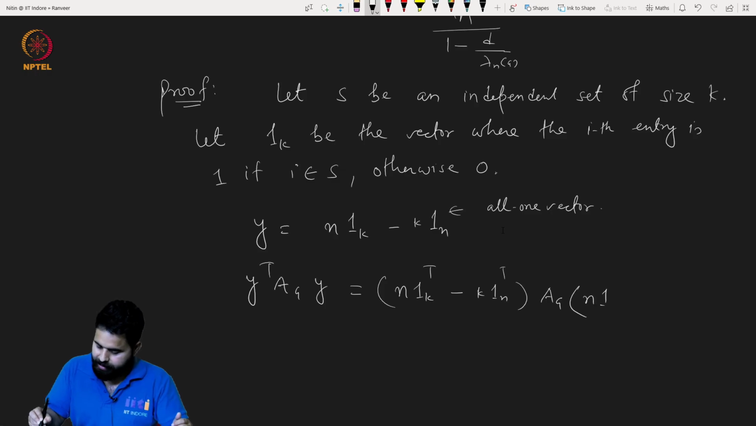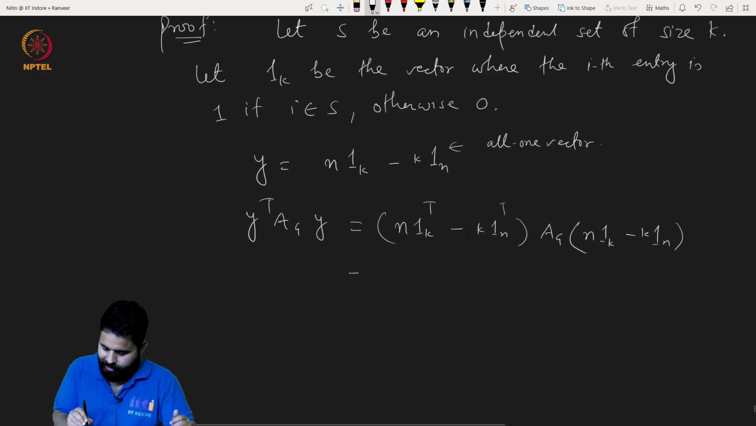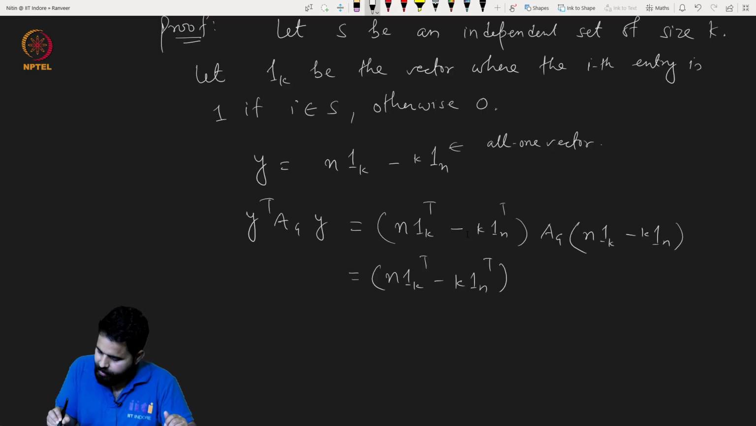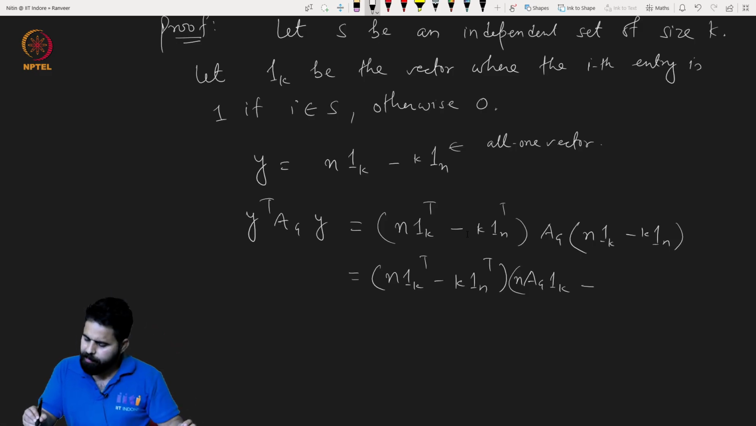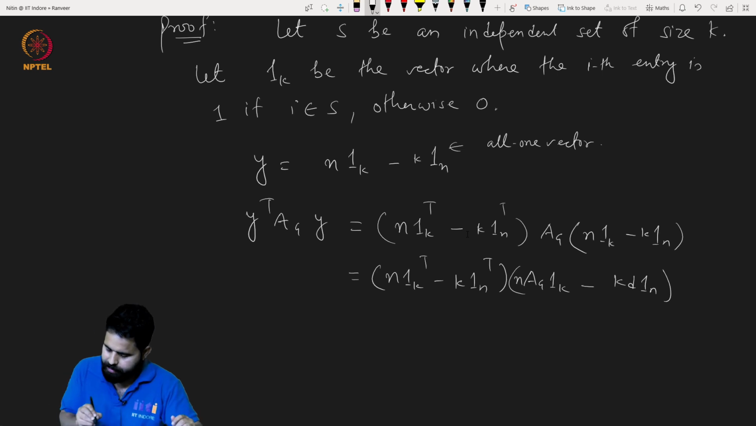Let me first write it, then I will solve it. Let me continue with this calculation. I can simply write this as n times 1_S transpose A_G, and then A_G times the all-one vector. Because in A_G there will be D ones, this will be nothing but D times the all-one vector. Very simple step. Now let me open it a bit. So this will be n squared 1_S transpose A_G 1_S. Very good.